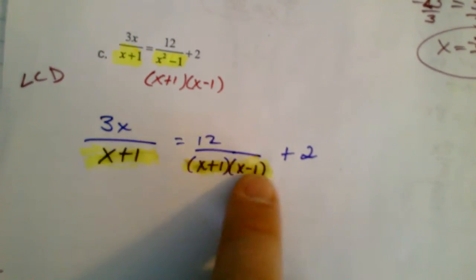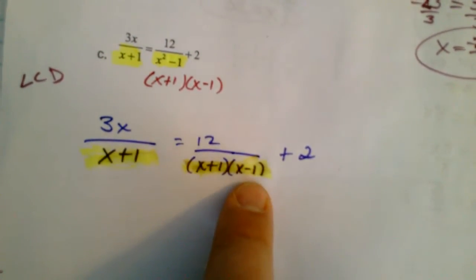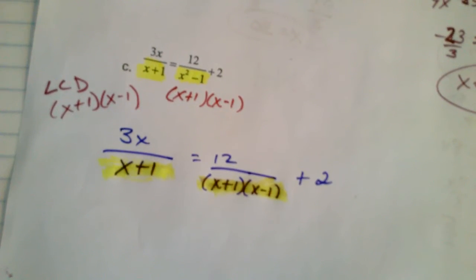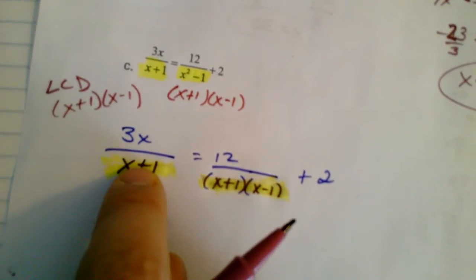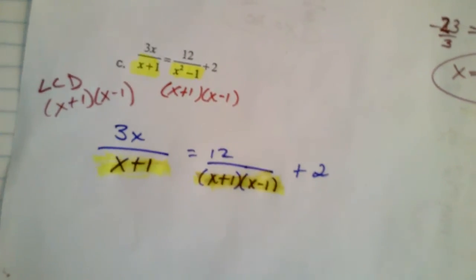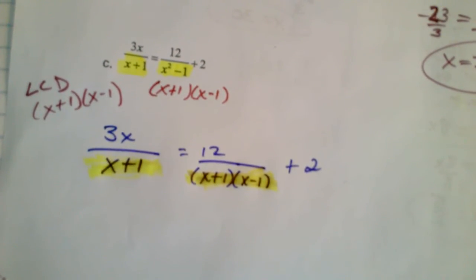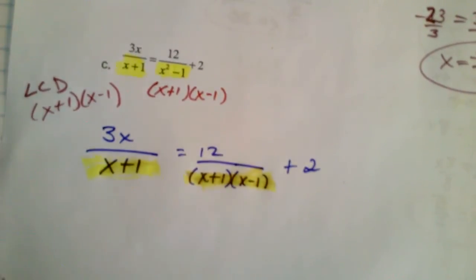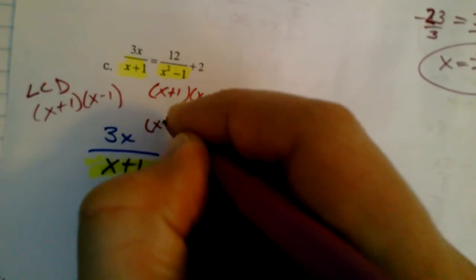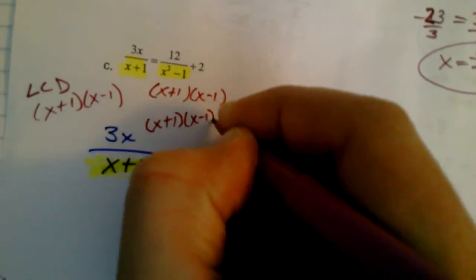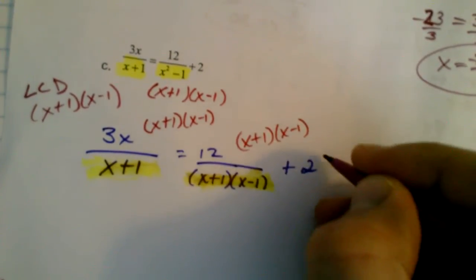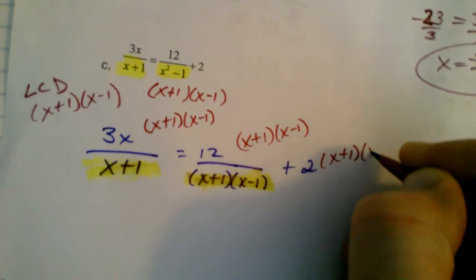Well, if I take a look, the biggest one I have is x plus 1 and x minus 1, and that's going to be perfect as my LCD. That's going to cross this guy out and these two guys. So it's going to be perfect. Okay, so I'm going to go ahead and multiply everything by x plus 1, x minus 1.